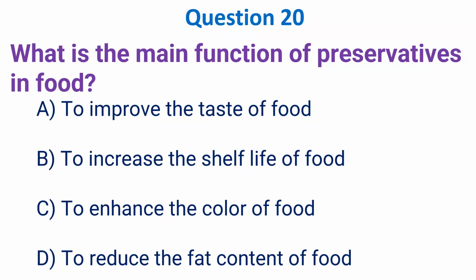Question number 20. What is the main function of preservatives in food? Options are option A to improve the taste of the food, option B to increase the shelf life of the food, option C to enhance the color of the food, option D to reduce the fat content of the food. Correct answer is option B to increase the shelf life of the food.